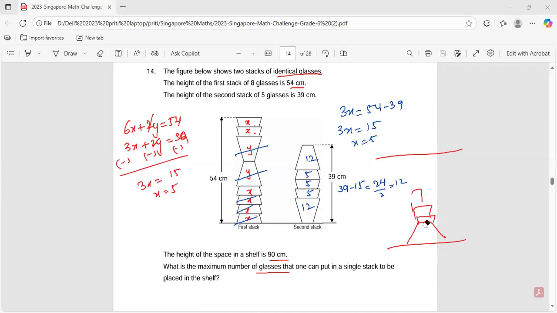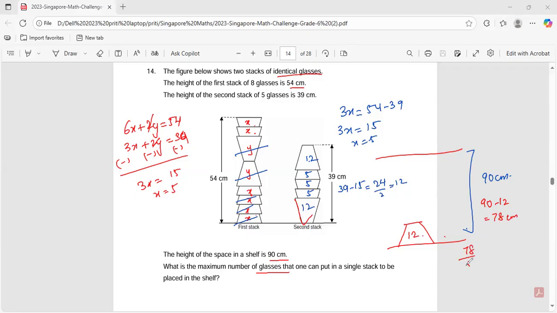Now coming back to the question, they're saying there's a shelf of 90 centimeter, and how many number of glasses can you place? So the first glass that you place, you can place it like this, upward or downward, doesn't matter. So this is the first glass for 12, right? So how many more can we stack? So we do 90 minus 12, which is 78. So 78 centimeters left for stacking the other glasses.